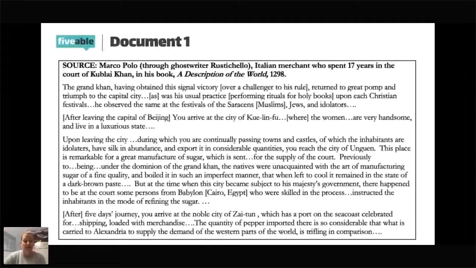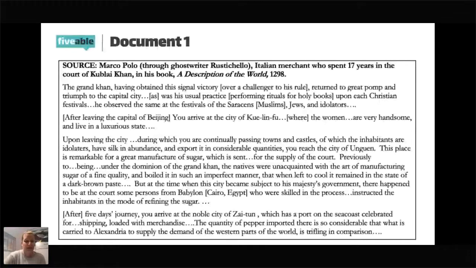While I'm reading the source, the first thing that stands out is his book, A Description of the World, 1298. So that line is what I call the source line. That line just gives background on who the source is, the time period, and this one has a little bit of background on who Marco Polo was. Maybe a name that you know? Now this is the actual document. This is the primary source. This comes from the book, A Description of the World, written in 1298.